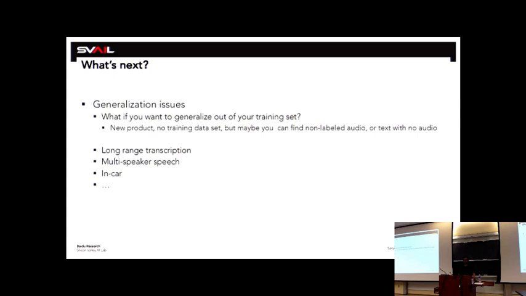What's next? What if you want to generalize out of your training data? Let's say you want to start a new product, and you have no data from it. It may differ significantly in the types of things people say to the product. It may differ in, for example, the input channel. It may be far field. It can be anything. How do you generalize outside of your training set? That's a much harder problem. That's next for us. Also, there's long-range transcription, multi-speaker speech, in-car, where you have everything together. You have far field, you have noise, you have accents, all of those things.